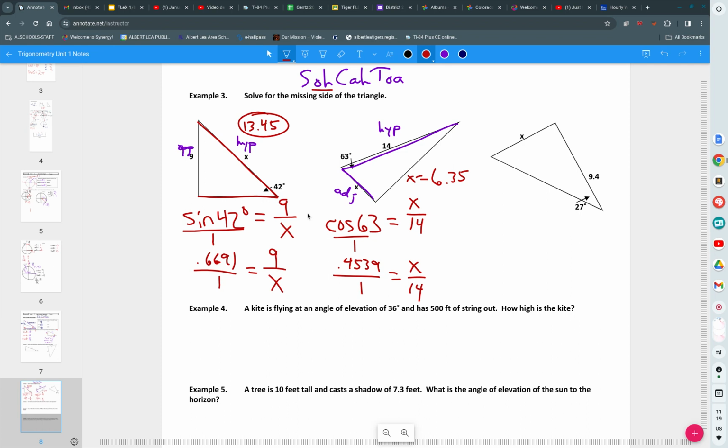Last one, then we go to our assignment to practice. I want you to quickly, on your own, see if you can label these as opposite, adjacent, or hypotenuse.